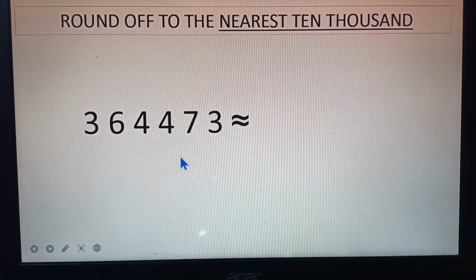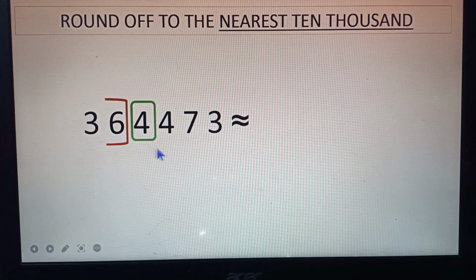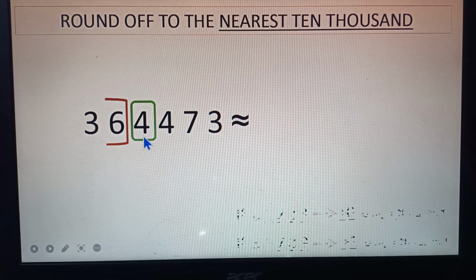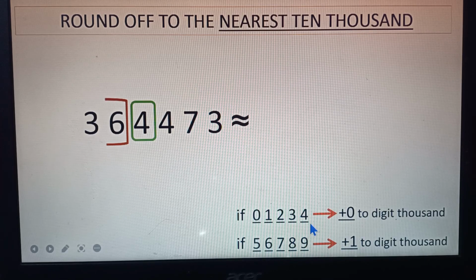Okay, let's see the last one. Last question. Let's find step 1, nearest 10,000. So from ones, tens, 100, 1,000, 10,000. This is the 10,000. What happened next? Circle the neighbor. Step 2. 4. Let's check the 4. Is it less than 5 or more than 5? Yes, it is less than 5. So what do you do with the stapler?